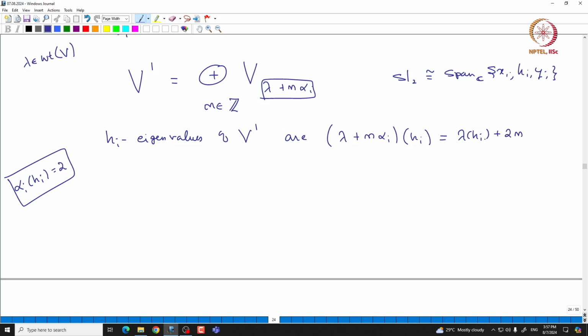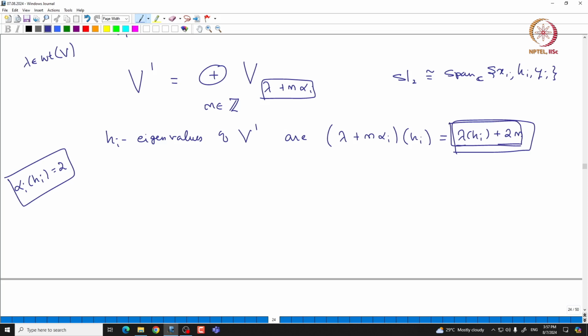So you get exactly lambda of h_i plus 2m. Now you can easily see that for various m, these values lambda of h_i plus 2m are all distinct. So there is no repetition of weights, no repetition of eigenvalue. In particular, if this V_{lambda plus m alpha_i} is non-zero, then the corresponding h_i eigenvalue is given by lambda of h_i plus 2m.